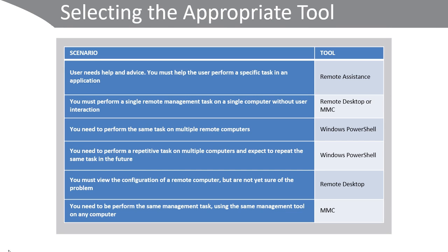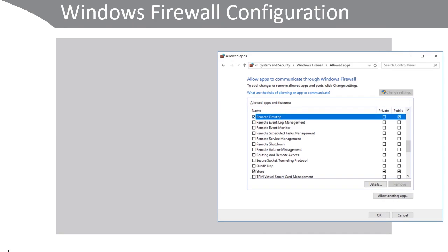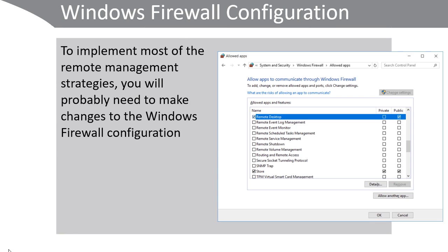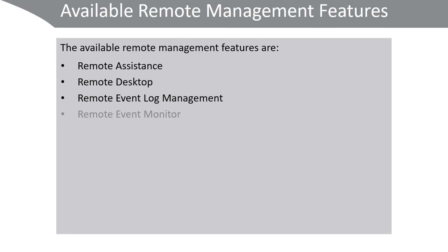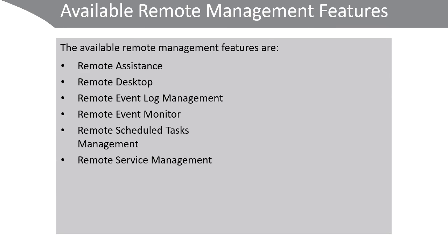Before you can do any of that, you'll need to do one other thing. Check that the Windows Firewall configuration allows for remote management. So you do that by going into Control Panel, choosing Windows Firewall and going to the Allowed Apps. And you can see a list here that determines whether or not remote management is allowed. You just select the appropriate remote management apps and features in the list, and then whether or not it's allowed on the private and public interface. The available remote management features are Remote Assistance, Remote Desktop, Remote Event Log Management, Remote Event Monitor, Remote Scheduled Task Management, Remote Service Management, and Remote Shutdown, Remote Volume Management.